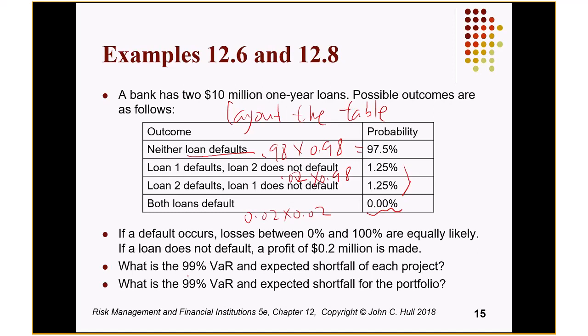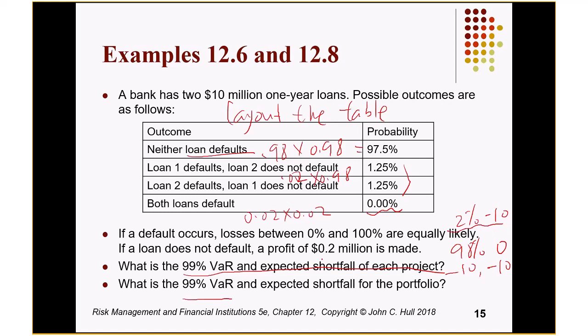So what is the 99% VaR and expected shortfall for each loan? So we know that if you look at only one project, 98%, right, will be no default, and then 2% you will lose everything, right? For one project, the VaR for 99% will be -10, and then expected shortfall, because if it defaults, it's the same, right? So it's like this.